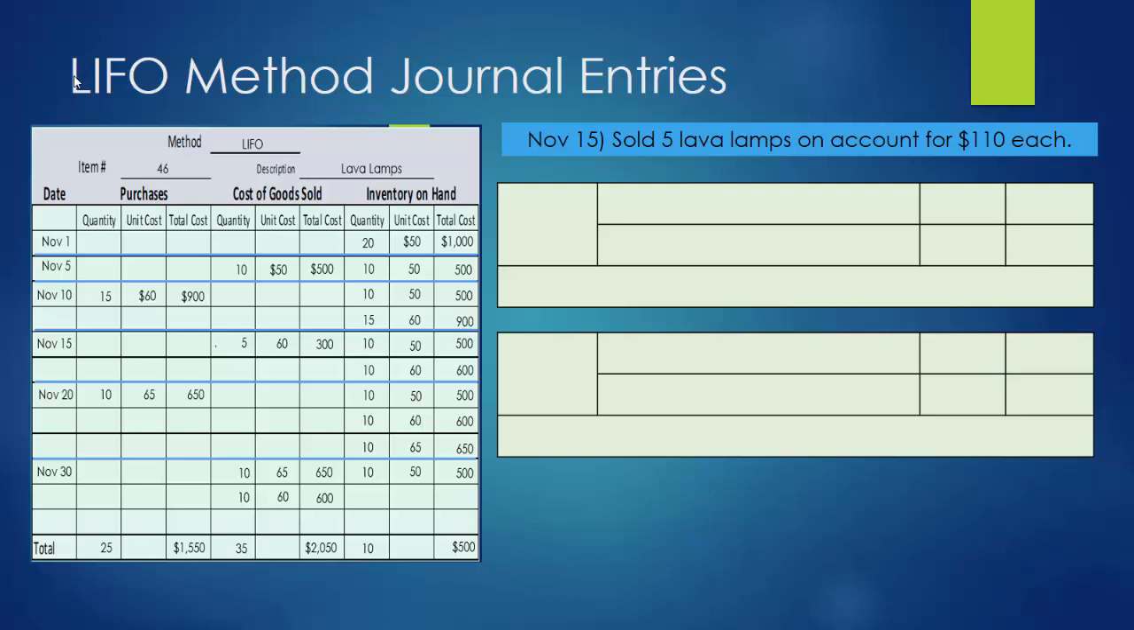On November 15th, we're going to sell 5 lava lamps on account for $110 each. Recording the revenues, it's on account, so it's still a debit to accounts receivable. For the total amount of cash we expect to receive, we're selling 5 at $110, which means it's $550. And that is the amount of sales revenue we're going to record, also $550. We sold inventory on account.